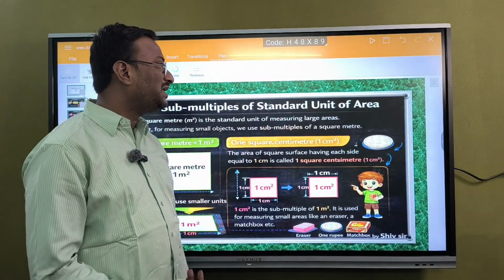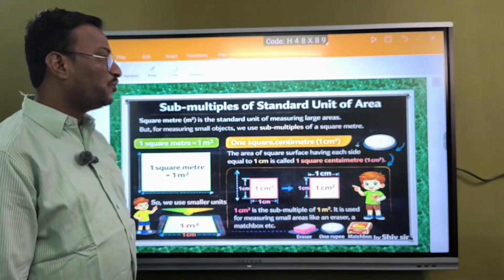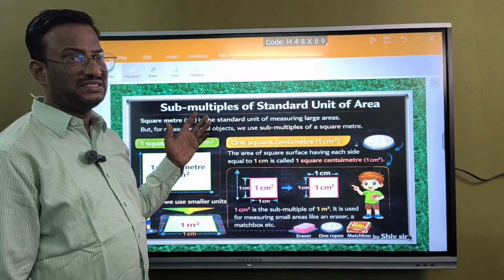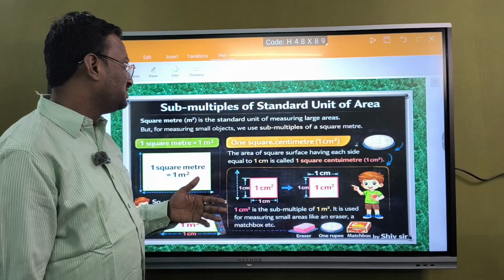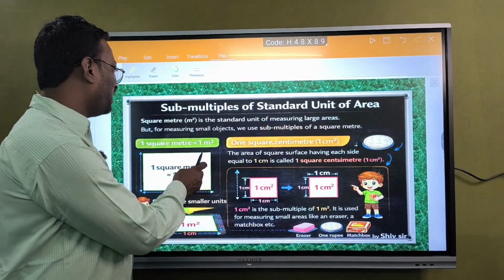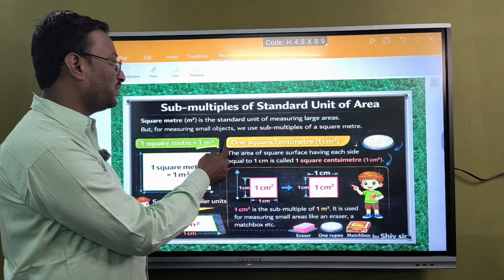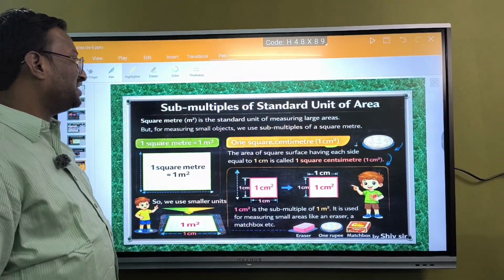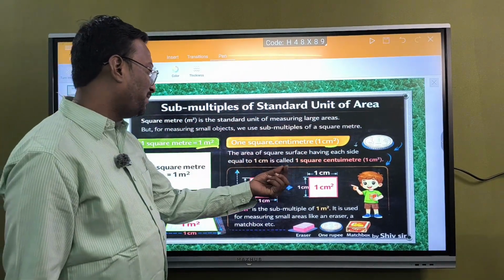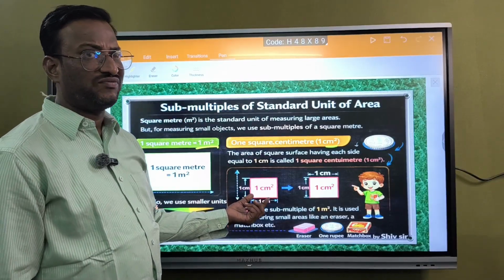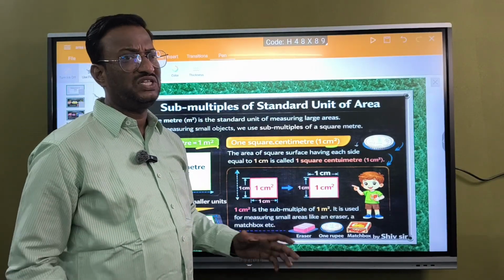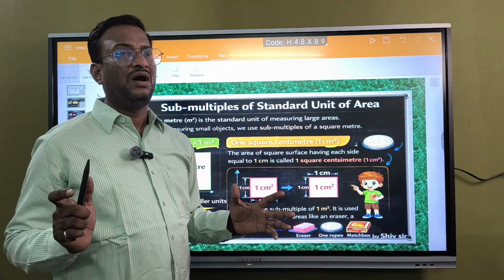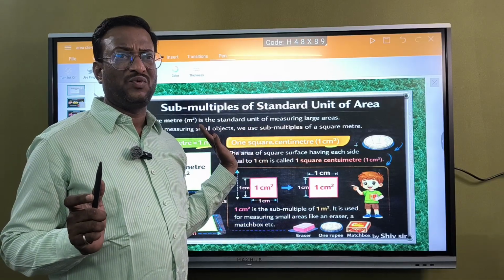Next, submultiples of standard units. We have multiples, that is meters. A submultiple will be the centimeter. 1 square meter is 1 meter squared, and 1 square centimeter is 1 centimeter squared. For measuring small objects we need submultiples, that is centimeter squared. For measuring large objects we need meters, 1 meter squared.